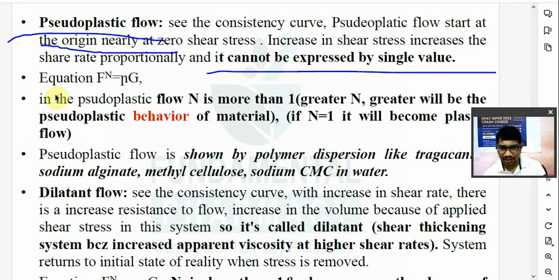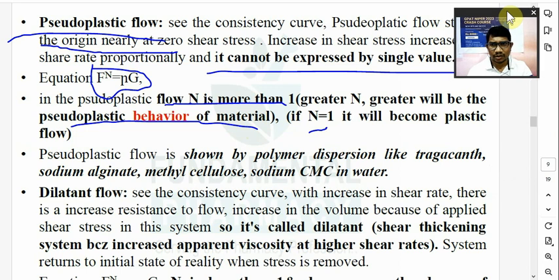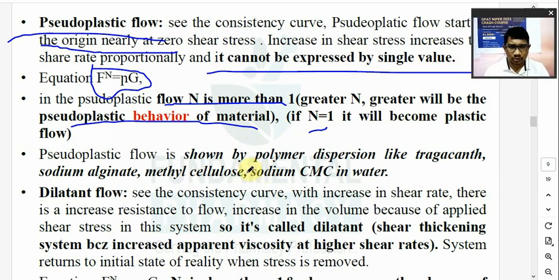And for that, there is one equation. It can be expressed by this equation: F raised to n equals eta g. Now, in the pseudoplastic flow, the value of n is greater than 1. Greater the value of n, greater will be the pseudoplastic behavior of the material. If n becomes 1, that is a plastic flow. So for pseudoplastic, n should be more than 1. For plastic, n is equal to 1.